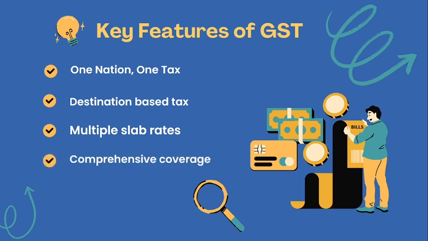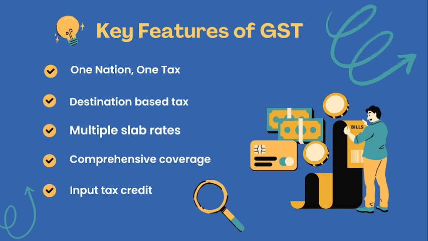Next is comprehensive coverage. It means that GST applies to almost all goods and services in India, making it one of the broadest indirect tax systems. Before GST, different taxes applied separately to goods and services, creating complexity. GST merged them into a single system, ensuring uniform treatment for both. Only a few items are kept outside its scope, such as alcohol for human consumption and certain petroleum products. By covering nearly all sectors of the economy, GST brings transparency, reduces confusion, and makes taxation more efficient and business friendly.